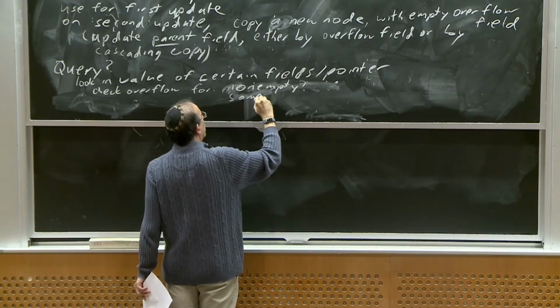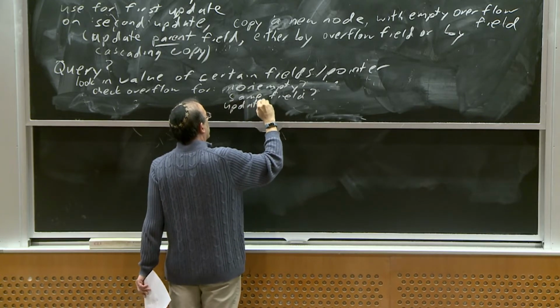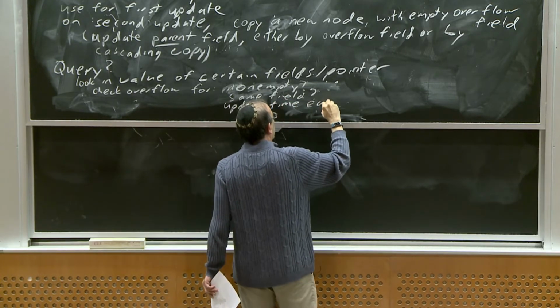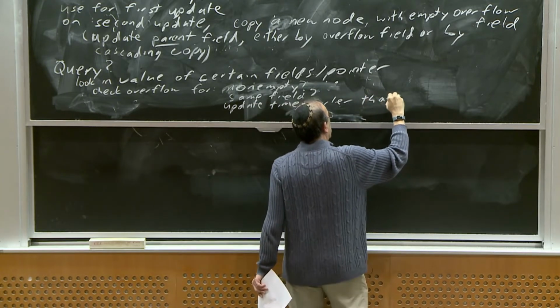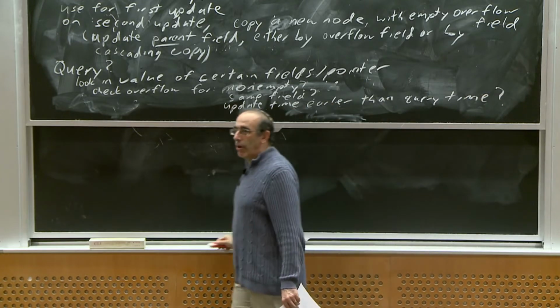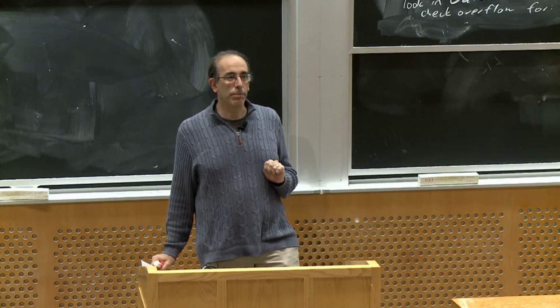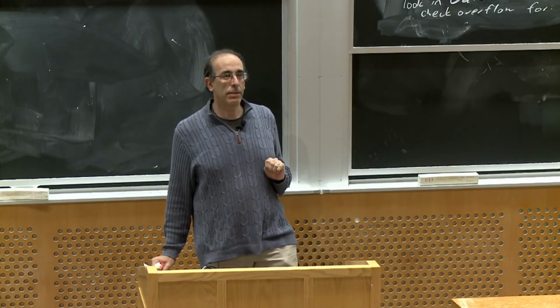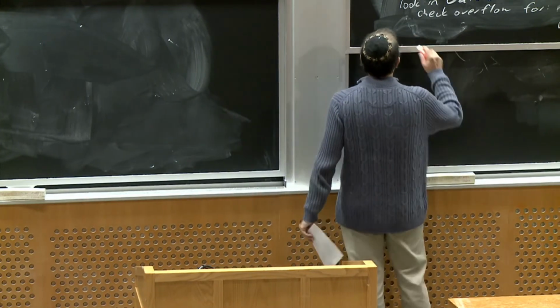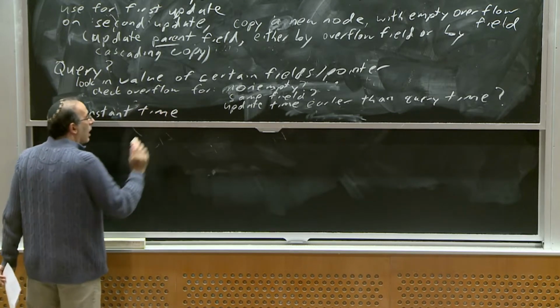Is it the same field? Is the update time earlier than the query time? And if all three things are true, then I use the value in the overflow field. If any of them is false, I just use the value of the original pointer or original field. Yes? And what's critical is that this is a constant time operation.